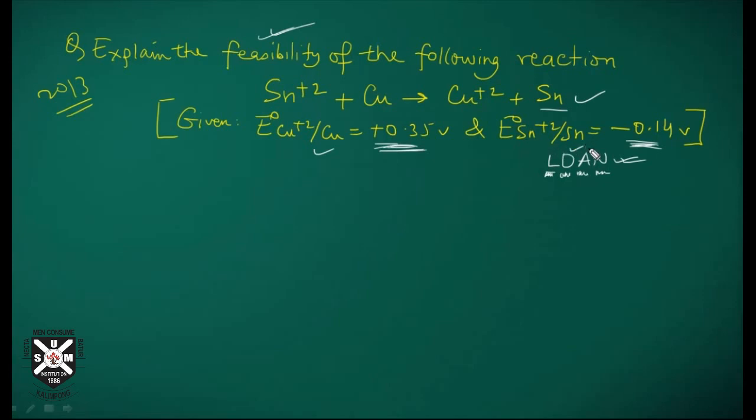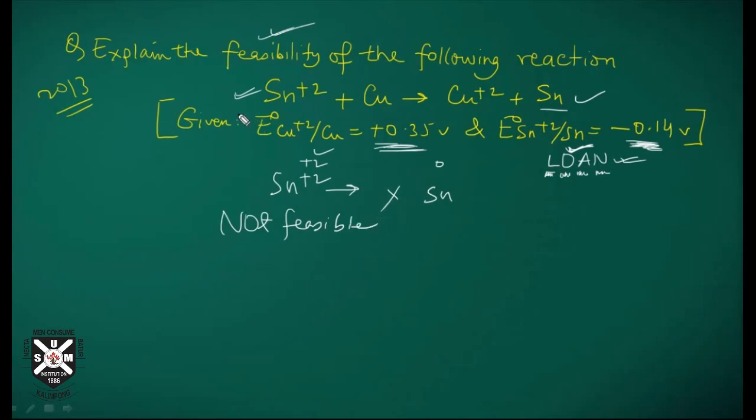So tin must undergo oxidation. You can see in the reaction whether tin has undergone oxidation or not. Sn plus 2 is becoming Sn. Is this oxidation? No. Plus 2 is reduced to 0, which means Sn plus 2 is undergoing reduction here. But it was supposed to undergo oxidation according to the values given here. So this reaction is not feasible. Not feasible.